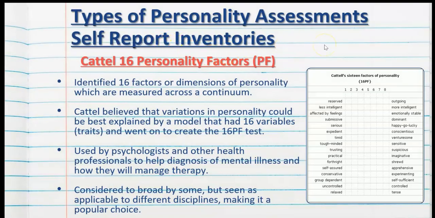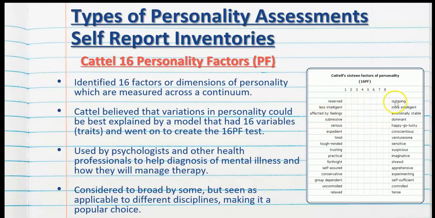So we then have Cattell's 16 personality factors, or 16 PF as it's often referred to. So Cattell identified 16 factors or dimensions of personality which are measured across a continuum, as you can see here. So Cattell believed that variations in personality could be best explained by a model that has 16 variables or traits, and went on to create this test. So it's not as simple as just rating ourselves on a scale of 1 to 8 depending on the 16 factors here. There are more detailed questions, and once those questions are answered, it will place us somewhere on the scale that we can see here.